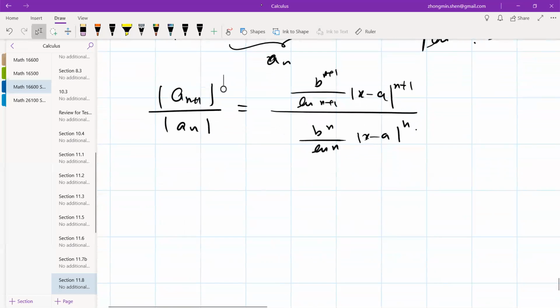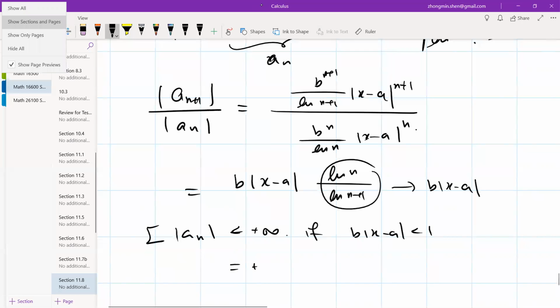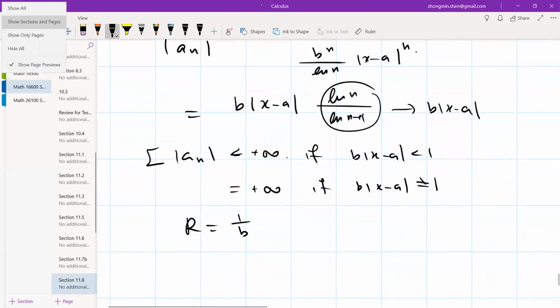Okay, let's simplify it. After simplifying, I get b times the absolute value of x, with no n. So this approaches b times the absolute value of x minus a. Now it's clear when it's convergent and when it's divergent. It converges if b|x minus a| is less than 1, and diverges otherwise. That's why its radius of convergence is 1 over b.